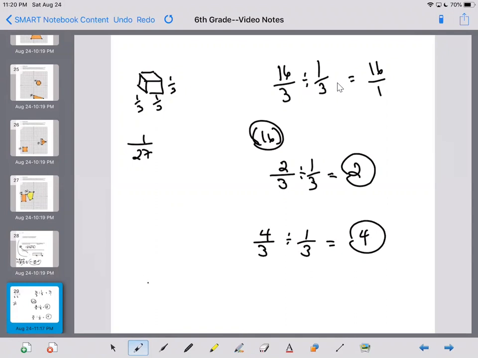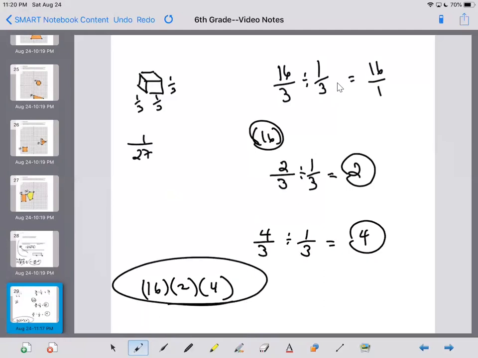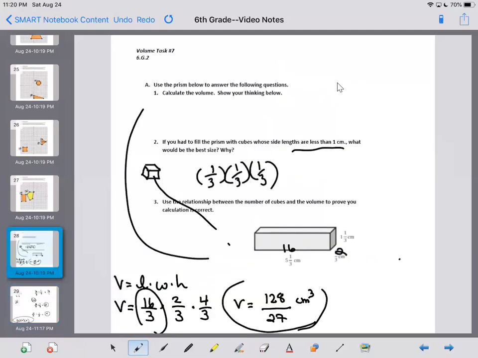So now we've got 16 times 2 times 4, but we've seen those numbers before, right? 16 times 2 times 4, we saw them right over here, which gave us 128. So the volume of the big prism was 128 cubic centimeters, but the volume of the small cube, which was 1/3 by 1/3 by 1/3, was 1/27. And so we wanted to divide that. That's what you would do. You would divide 27 into 128 to get that volume.